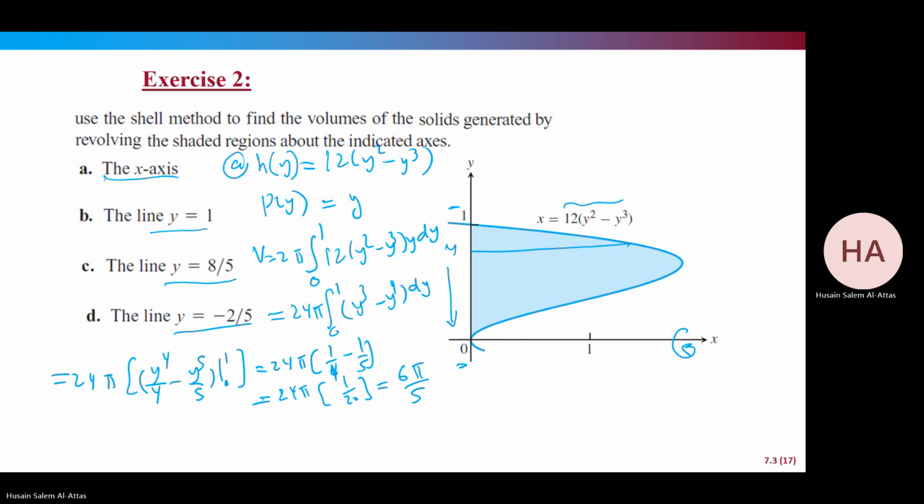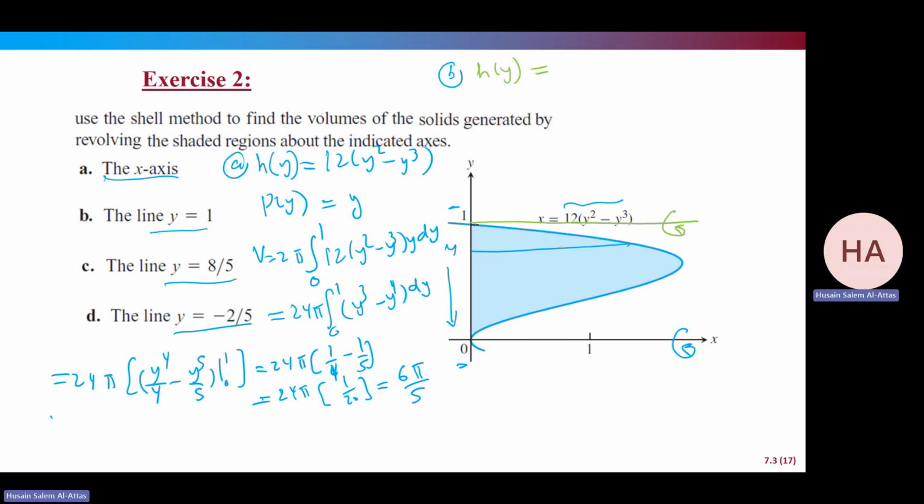Okay. Now let me do the same, part B. Let me do it here. I have the same graph, but this is my line of revolution. Let me do it in a different color. This will be my axis of revolution. This is part B. Okay, now what will be h of y?